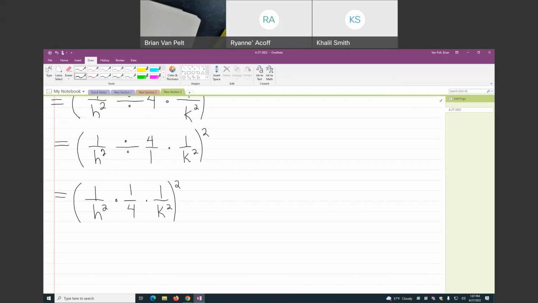That was from like our first week of class. Well, now everything's multiplication, which is nice. You can now just multiply straight across. And what we're going to end up getting here is 1 over, I'm going to have a 4, h squared, and k squared.